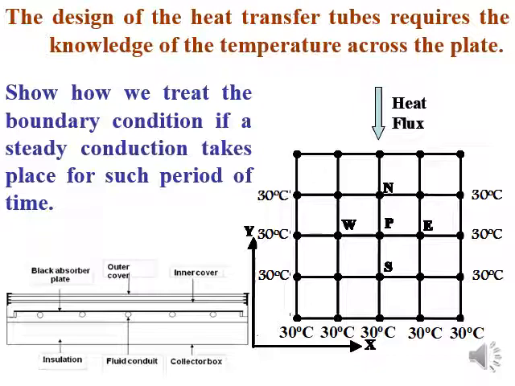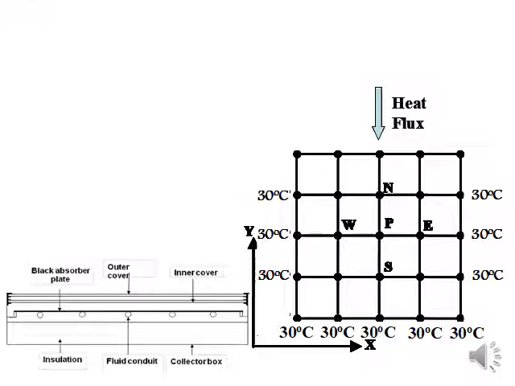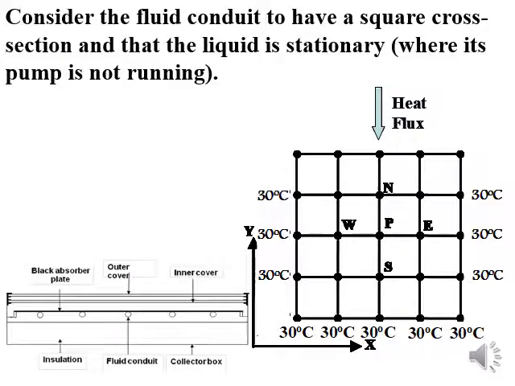So in this example, we will see how to deal with the heat flux given. We don't know the temperature of the upper surface. We just know the heat flux coming at these points. If we want to handle this properly, consider the fluid conduit to have a square cross section, so we can deal gently with a two-dimensional solution by having the water coming on a flat wall, a square channel, and that the liquid is stationary.